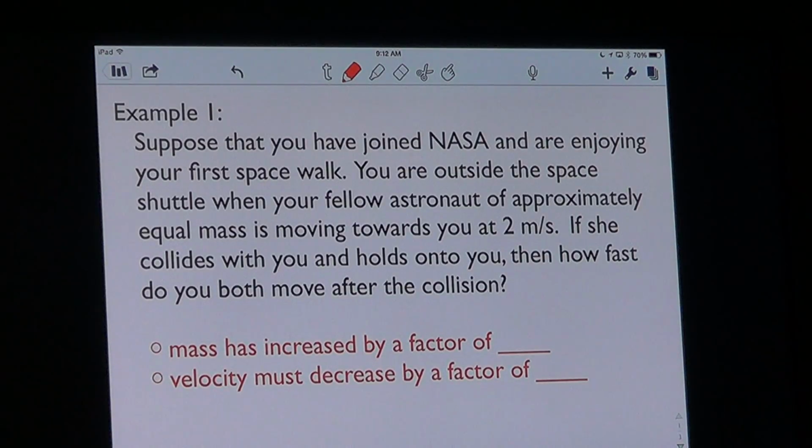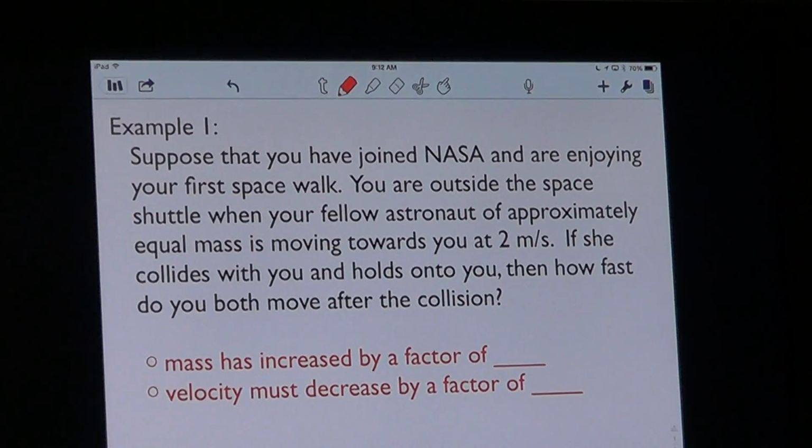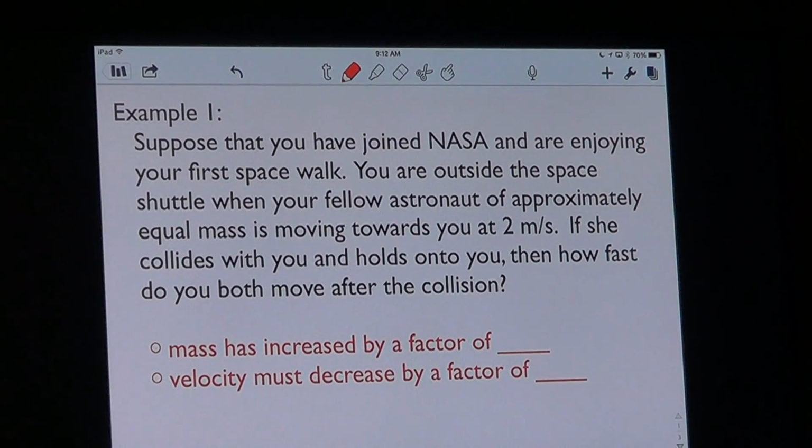2, because it says that your mass is about the same as your friend's. So if there's now one of you, and your mass is the same, now there's 2 of you, your mass has increased by a factor of 2, it has doubled. And so therefore the velocity must decrease by a factor of 2. Or in other words, we divide the velocity by 2. So if originally your velocity was 2 meters per second, then now your velocity will be 0.